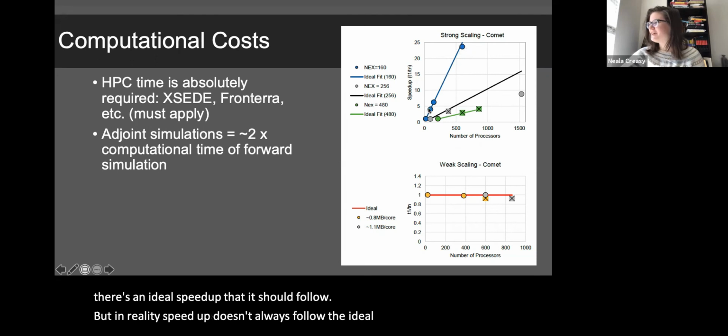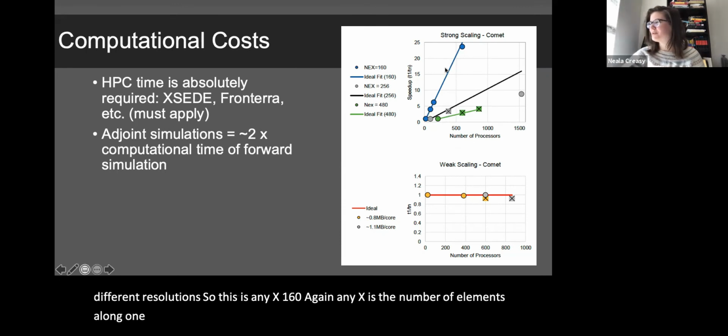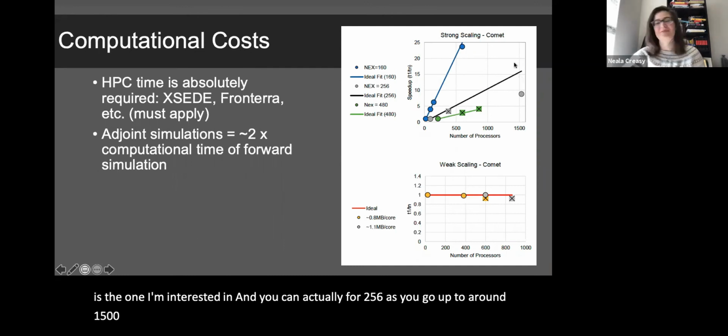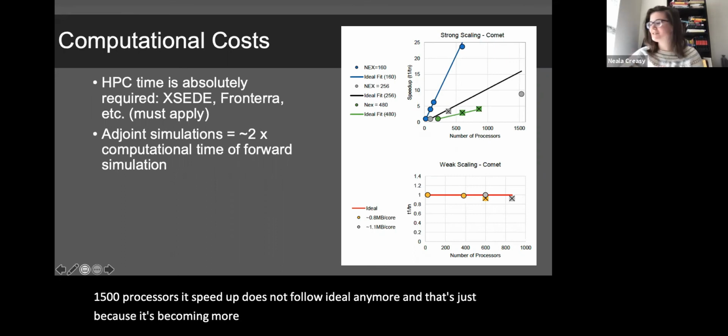So these are for different resolutions. This is NEX 160. Again, NEX is the number of elements along one chunk, so this is pretty low resolution. Here's 256 and then 480, which is the one I'm interested in. You can actually see for 256, as you go up to around 1500 processors, the speed up does not follow ideal anymore. That's just because it's becoming more inefficient as you add more processors.